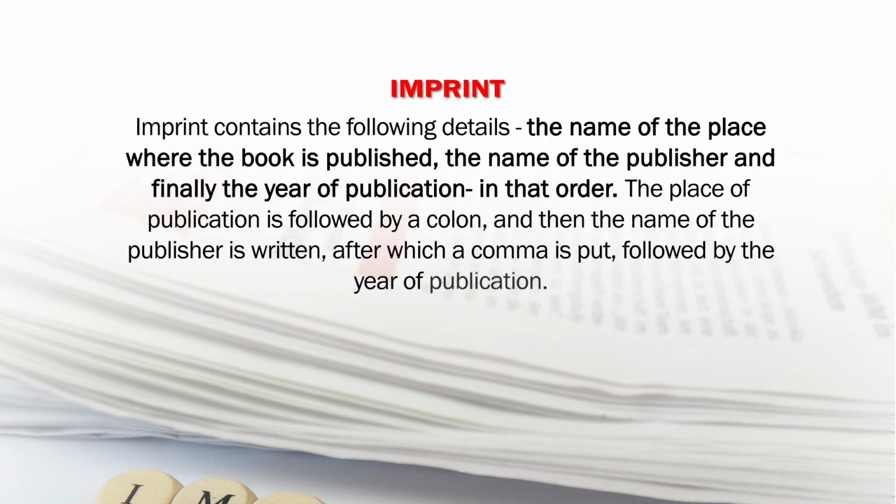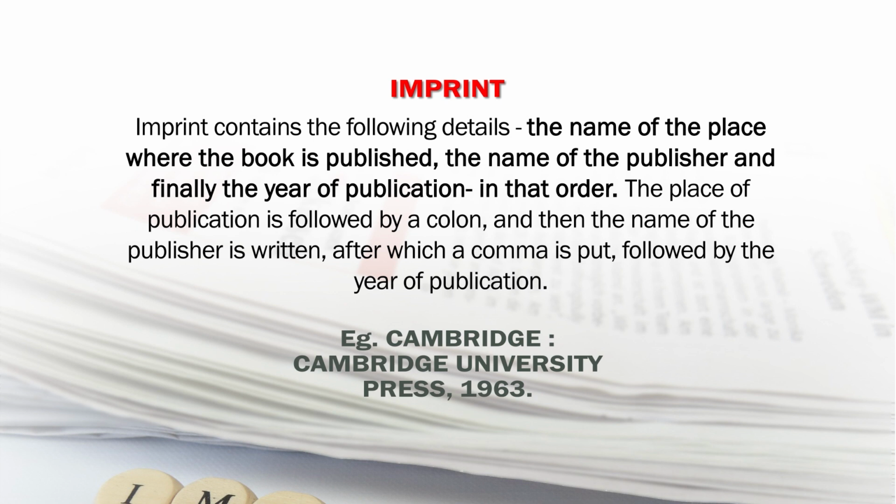Imprint contains all the publication details: the name of the place where the book is published, the name of the publisher, and finally the year of publication, in that order. The place of publication is followed by a colon, and then the name of the publisher is written, after which a comma is put, followed by the year of publication. Cambridge, Cambridge University Press, the year of publication.